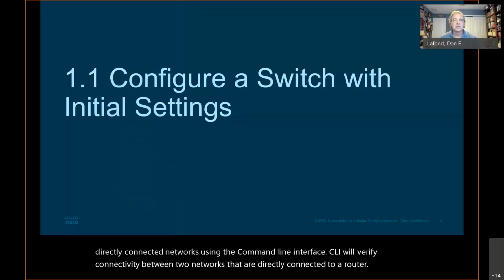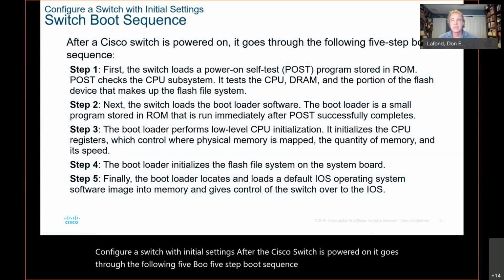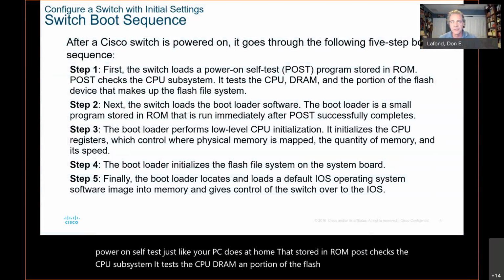Configure a switch with initial settings. After a Cisco switch is powered on, it goes through the following five-step boot sequence. First, the switch loads a power-on self-test, POST, just like your PC does at home, that's stored in ROM. POST checks the CPU subsystem. It tests the CPU, DRAM, and a portion of the flash device that makes up the flash file system.